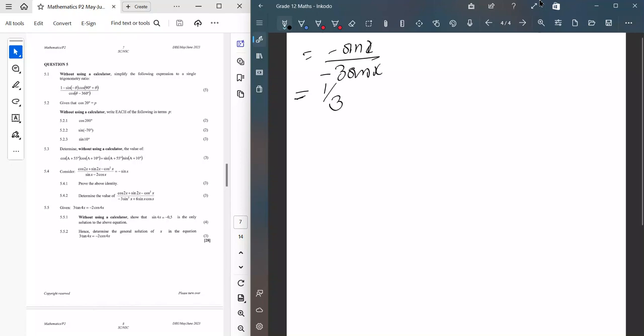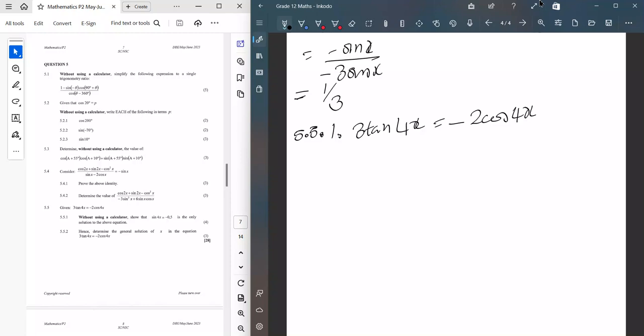All right, perfect. Now let's go to 5.5. So 5.5, what do we have? We have 4 times 4x is equal to negative 4 cos x. 5.4.1, without using a calculator, show that sine 4x is the only solution to this. This is very interesting, guys. So we had 3 tan 4x equals negative 2 cos 4x.